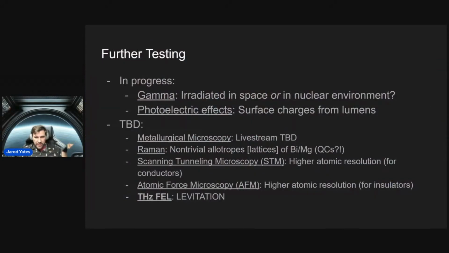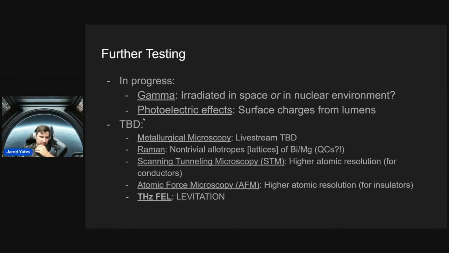If this thing was in space or in some kind of strongly energetic nuclear environment, it's possible it might still be emitting some of that gamma radiation. So we have it set up right now. It's a really long-term, like two-month-long test where we have it set up next to a gamma detector, and we're just saying, do we get any counts of gamma off of this thing?